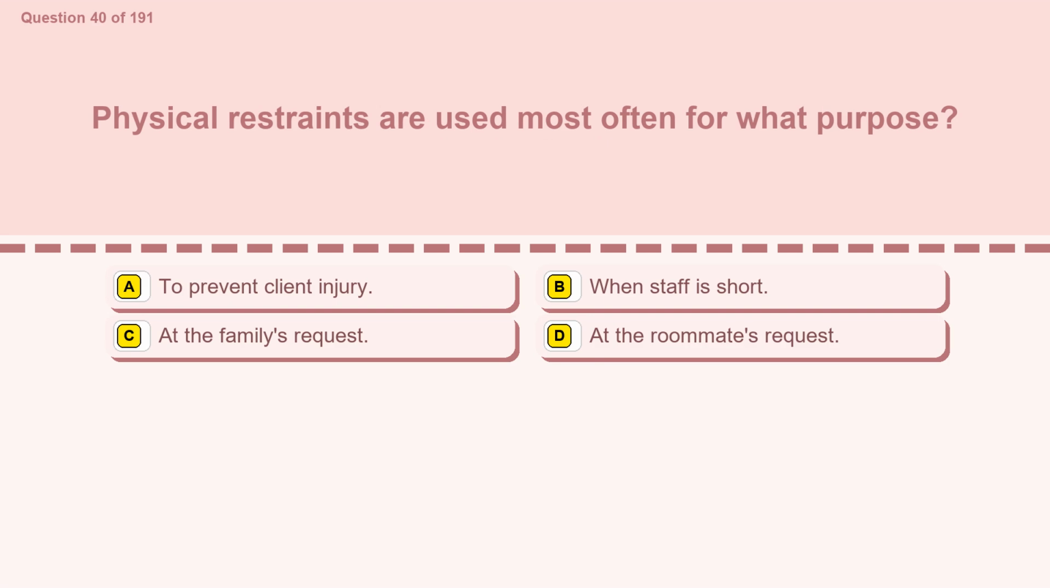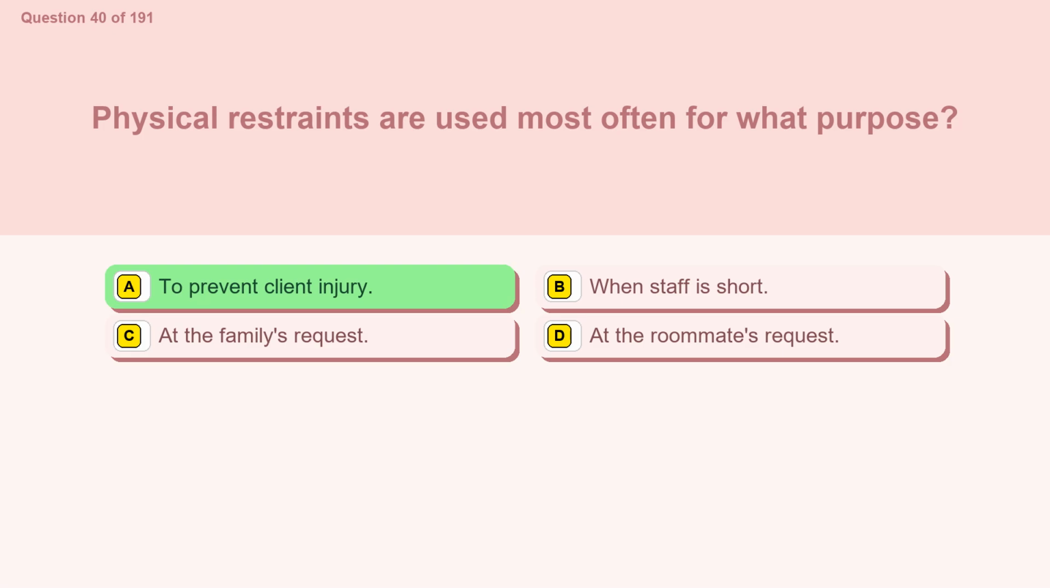Question 40. Physical restraints are used most often for what purpose? Option A. To prevent client injury. Option B. When staff is short. Option C. At the family's request. Option D. At the roommate's request.